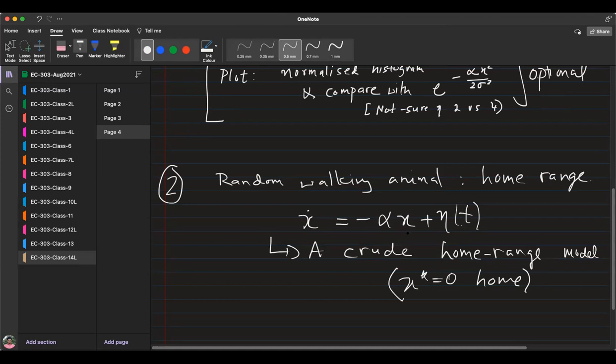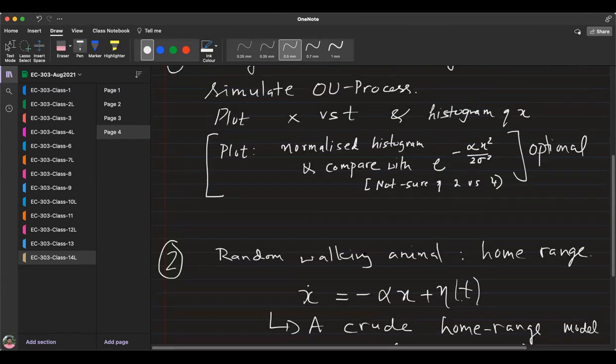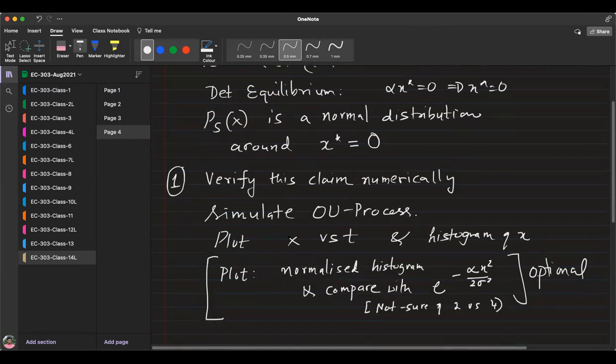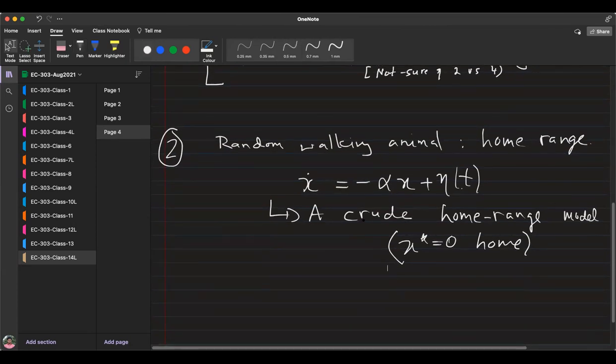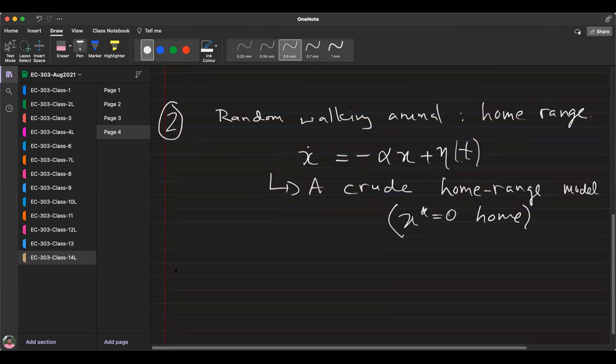And the deterministic pull acts as a tendency to walk towards home. I hope you agree with this interpretation, and it also makes sense if you go back to the claim that we know the steady state distribution for this is peaked around 0. So it does meet the basic idea of a home range. You spend maximum time at home because P_s of x is peaked at home. Now let's think of a modified home range model.